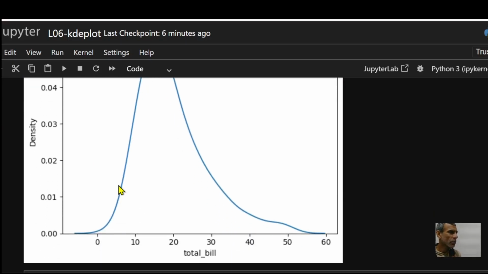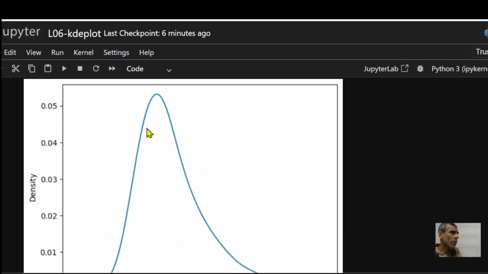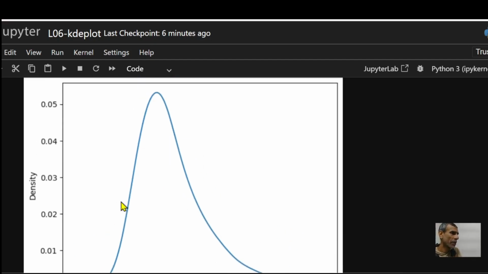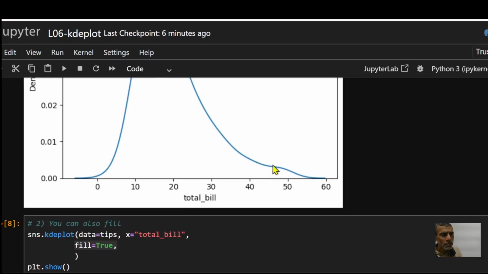You can see your data for the most part lies between, I would say, 10 to maybe 20 or 25. That's where most of my total bill is lying, because you can see the peak of the curve is over here. And then you can see that the curve is a little bit right skewed. So that tells me that there might be some outliers over here. I don't know, I'm just guessing right now.